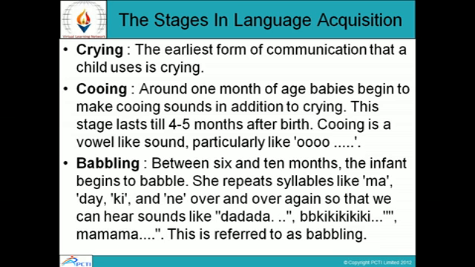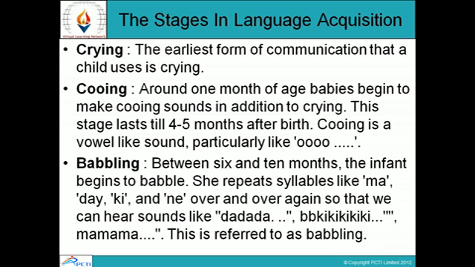So this is a sound which a child uses till 4 to 5 months after birth to express emotions, on seeing a particular object, or when the environment of the child is changed.